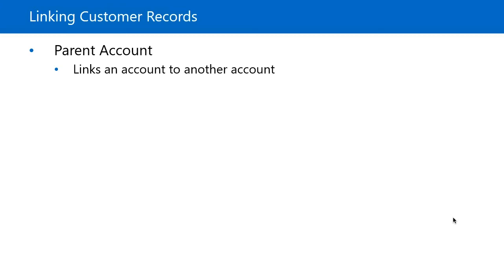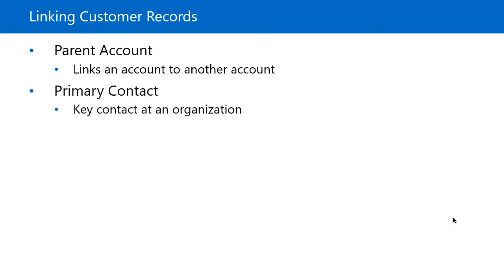Another way accounts and contacts can be linked together is through the use of the primary contact field. Think of the primary contact as a key contact within an organization with whom you've been in contact, or perhaps based on the relationship you have within the company. This person might be the person you deal with as it relates to billing, sales, customer service, or any other business function that you have with that account.